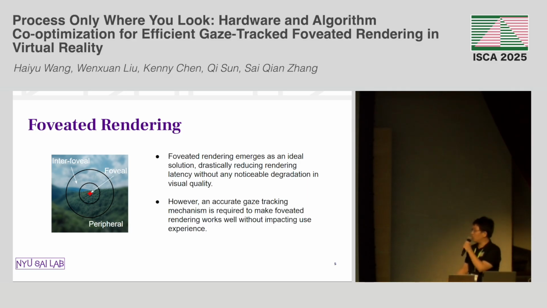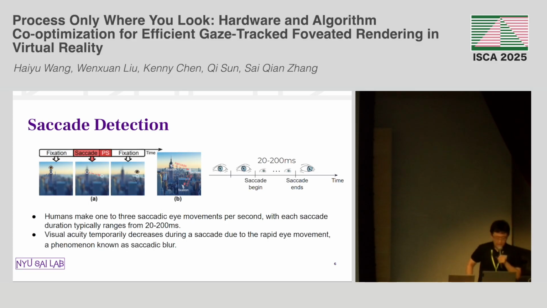But this raises a new question: we have to detect the gaze in real time with pretty high precision. This is one perfect example of leveraging human gaze behavior to facilitate the rendering application. There are also other human gaze behaviors that can make the rendering cost smaller.